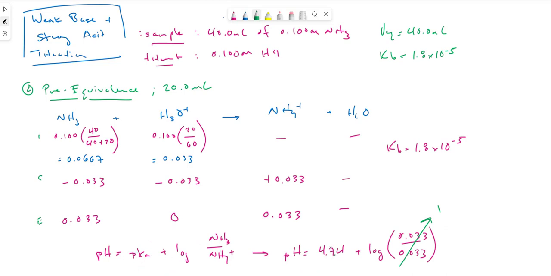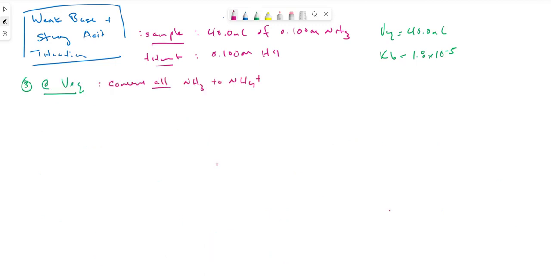Pop in 4.74, which I just realized is the pKb, because that's the negative log of the Kb, so I need to convert this to a pKa, which I did here: 14 minus the pKb gives me a value of 9.255, plus the log of the ratio of the two species. In this unique situation, because we added exactly half of the equivalence volume, 20 mL, that ratio is 1, log 1 is 0, and so the pH is equal to 9.255.